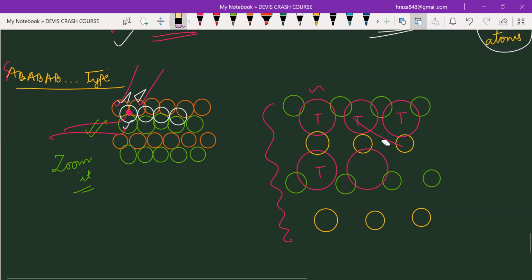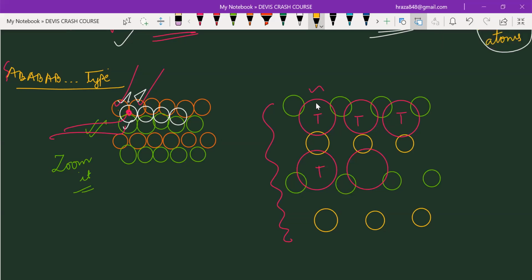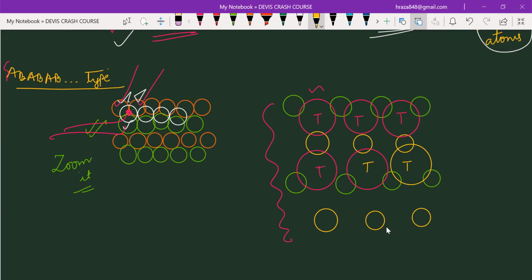In 2D packing, the first layer is A, the second layer is B, the third layer is A, the fourth layer is B. But in 3D packing, the A that we were calling in 2D is A, and the second layer is basically these tetrahedral voids. Is that clear? So this is about the tetrahedral.